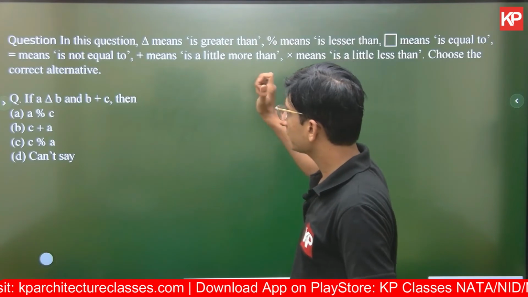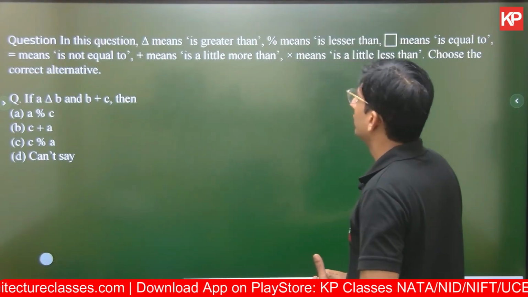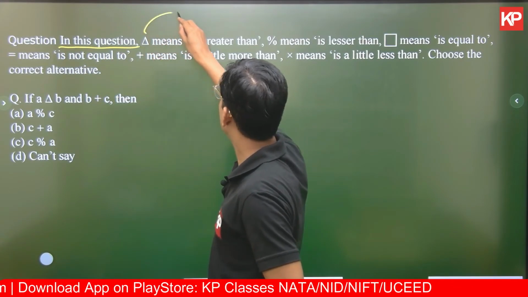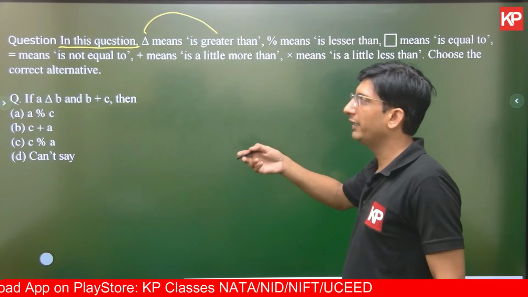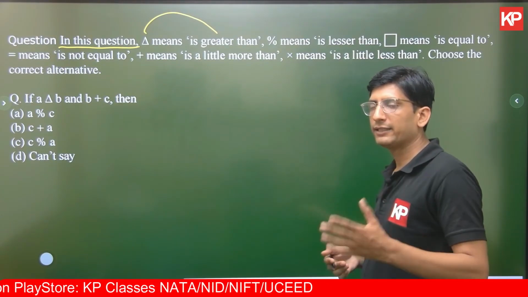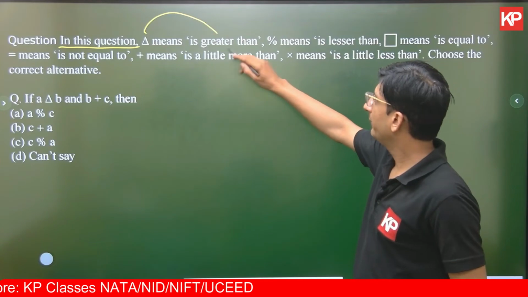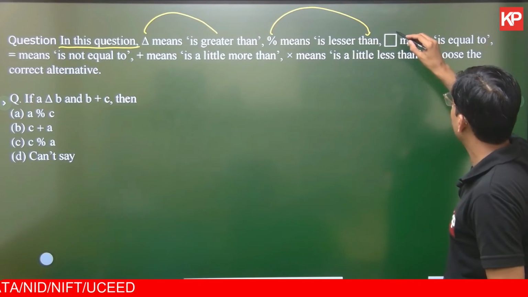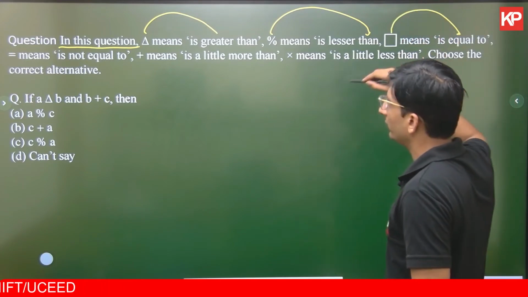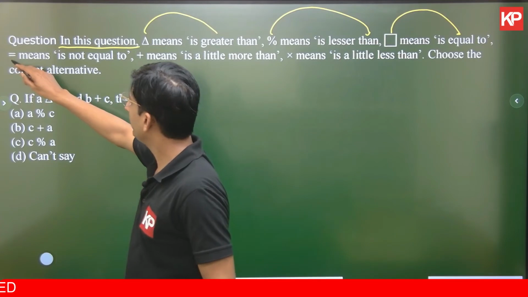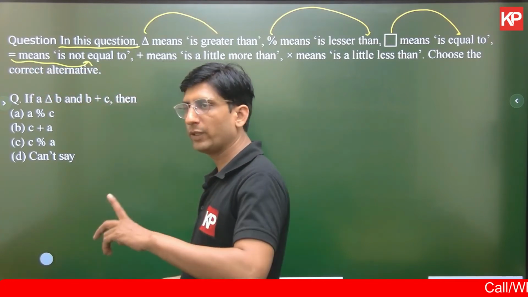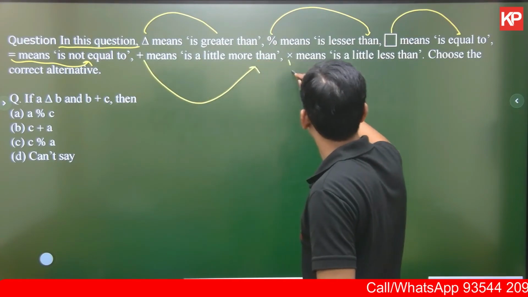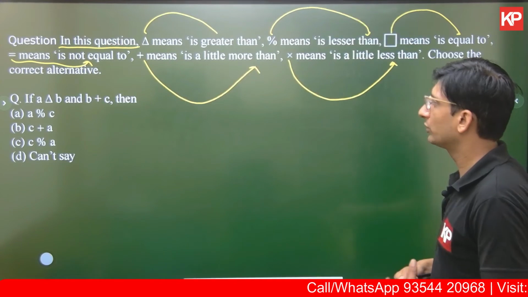So now questions in this book. Okay, in this question, sorry, triangle is greater than. Triangle basically means greater than. Now we are having something other than plus and minus. This percentage symbol means lesser than. This square box means equal to, and the symbol of equal means not equal to here. Plus means a little more than. Multiply means a little less than. So choose the correct answer.